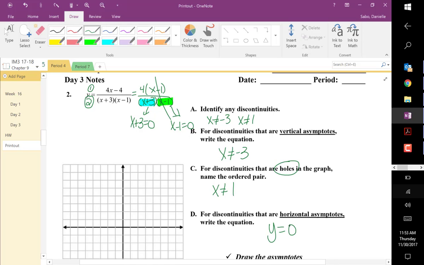So when there's a huge number on the bottom, it's always y equals 0, right? If the number's bigger on the bottom, it's 0. If it's bigger on top, it's none.